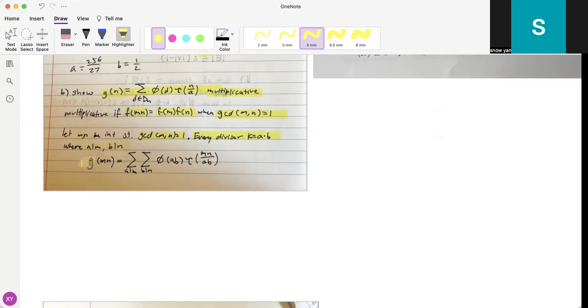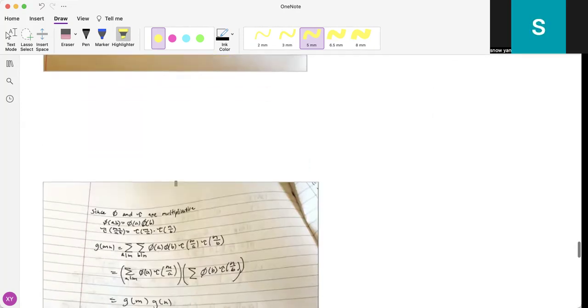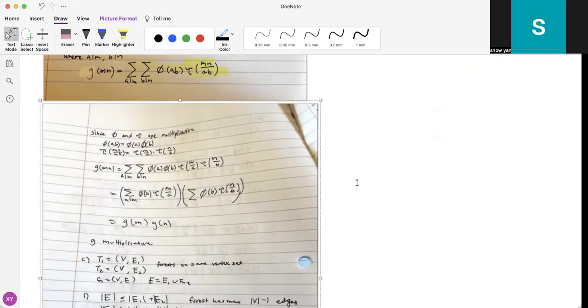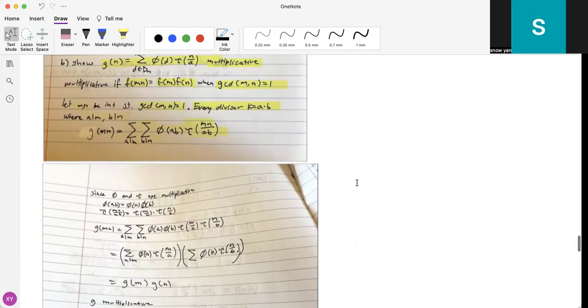So then my g of mn is going to be the sum over everything inside m and the sum over everything inside n of this thing over here, because that's how I set it up. Let me move this over. Then I know that these two functions by definition are multiplicative. That's the property we know.